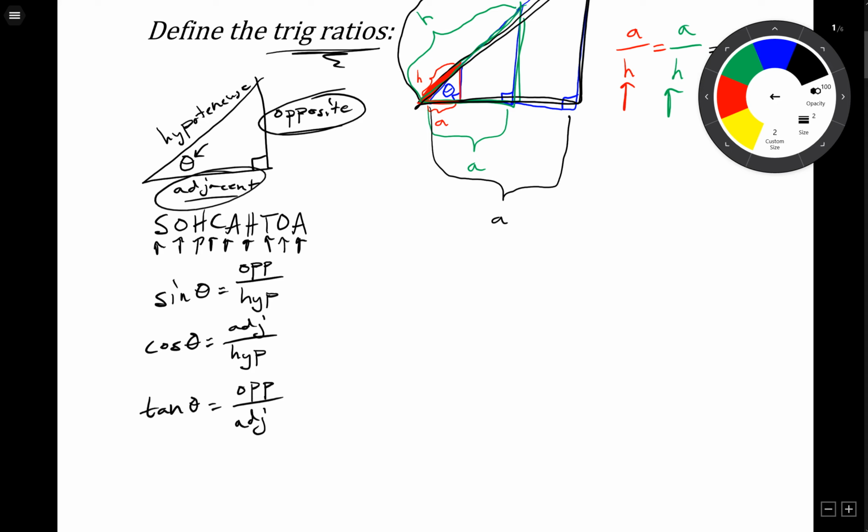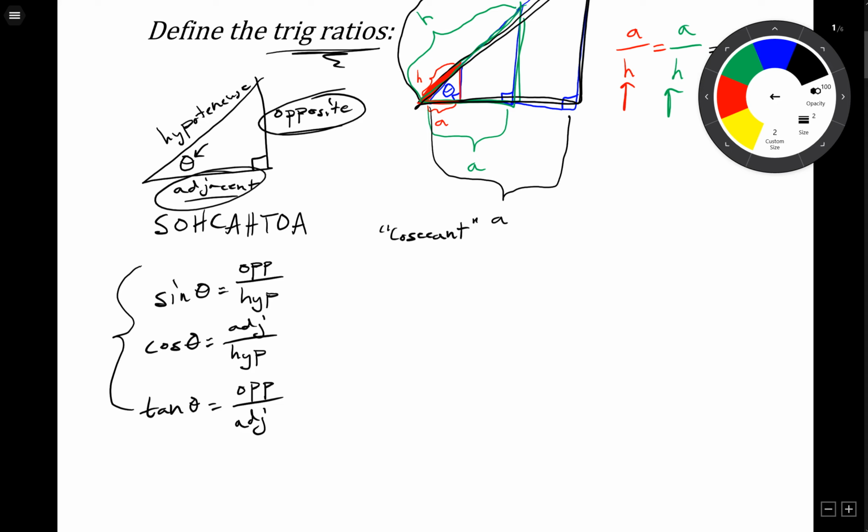Okay, so here are our first 3 trig ratios. Yes, you do need to have these memorized. Yes, you can memorize them with SOHCAHTOA. But there are 3 new trig ratios that I need you to know. The first one is called cosecant.